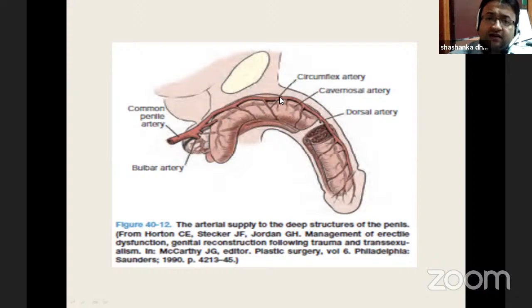The circumflex arteries are branches from the dorsal artery. So this one is the dorsal artery. It gives off circumflex artery branches. Internally, there is the cavernosal artery, which gives off helicine branches. And the first one was the bulbar artery. So this is the main thing that you need to remember in the arterial supply of the penis.